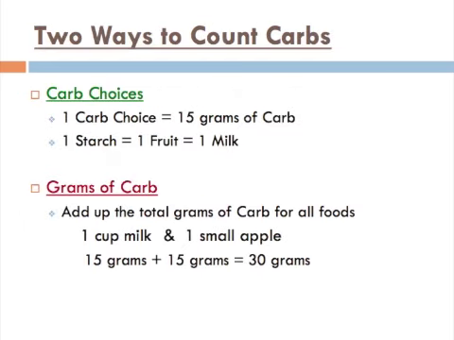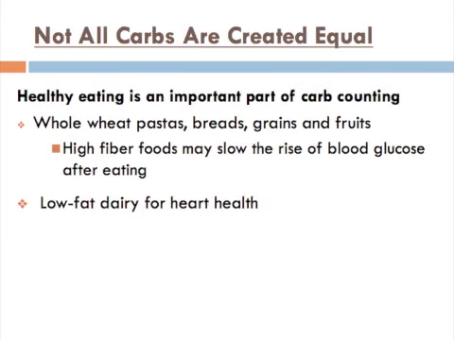And I thought I'd mention this. High fiber foods, let me go back to that slide. High fiber foods can break down more slowly and actually can cause blood glucose levels to rise more slowly. They can have a beneficial effect on blood sugar control.